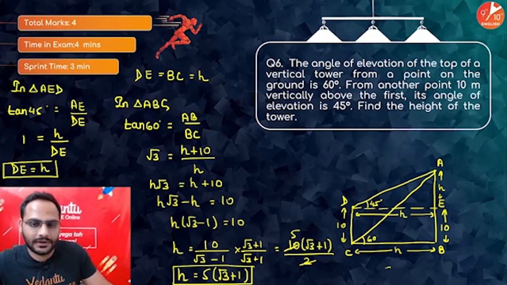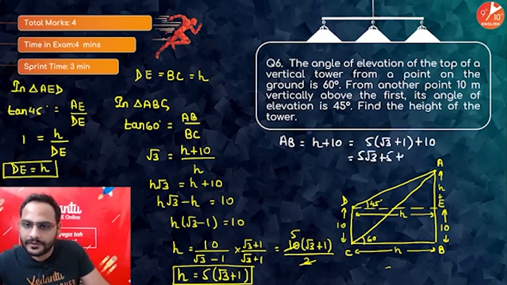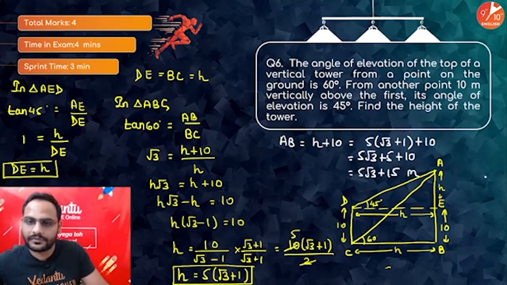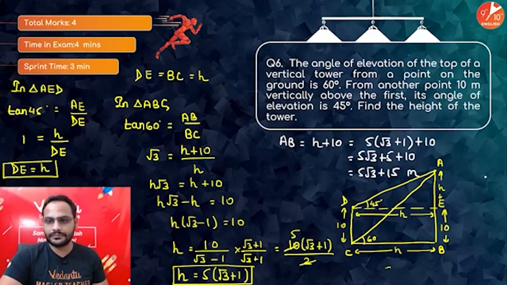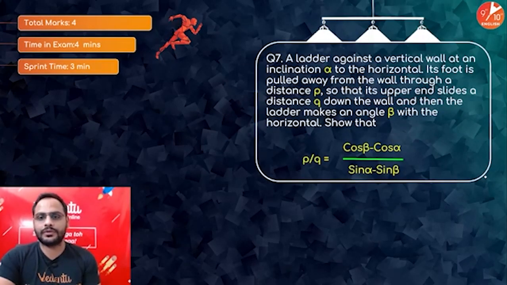Height of the tower is AB. So now I will say AB is equal to h plus 10. So you will say 5 times of root 3 plus 1, which is your h, plus 10. So this will be 5 root 3 plus 5 plus 10. So finally your answer is 5 root 3 plus 15 meters. Okay, that will be your answer. 5 root 3 plus 15 meters. Same thing, 5 root 3 plus 15 over here as well. Okay, clear, children? Now see the next question.